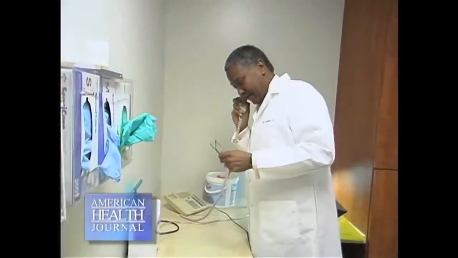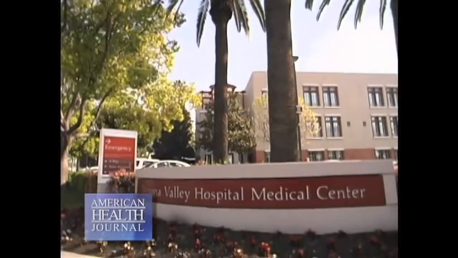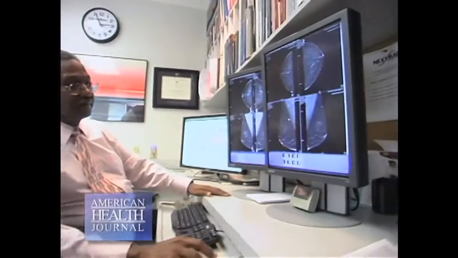Tomosynthesis is used to enhance mammography in order to create a three-dimensional image of the breast tissue for better examination and early detection. Dr. Johnson Lightfoote of Pomona Valley Hospital Medical Center explains this new imaging technique.